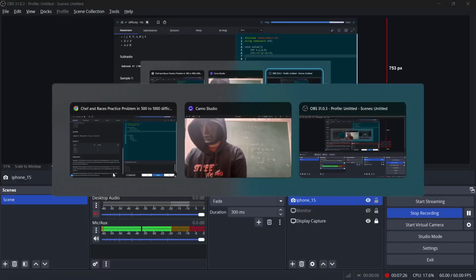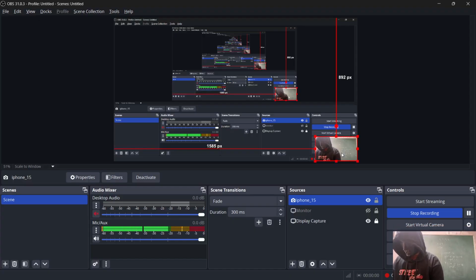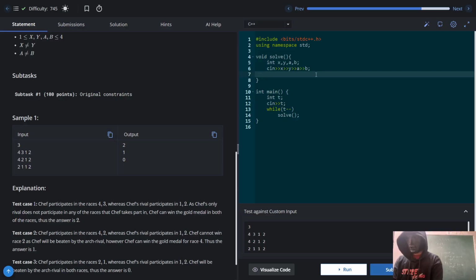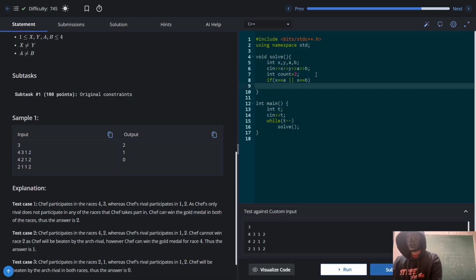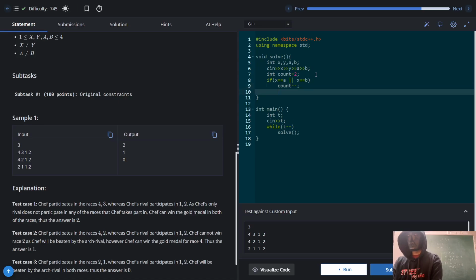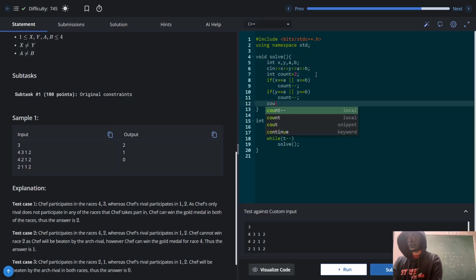So yeah, let me try to code it up, but before that let me put this video at the corner, and we have, initially we'll take count as 2, we'll find if x is equal to a or x equals to b, which means there is one common category x between chef and his rival, so he will not win there, we'll decrease the count. We'll now check with y category. So even if y categories are same, then we'll have to decrease the count. At the end we'll have to display this count.